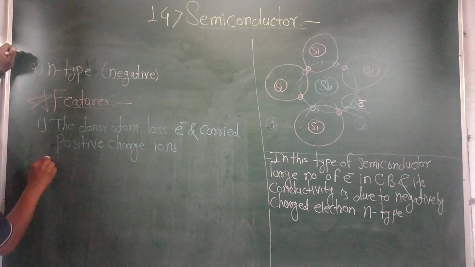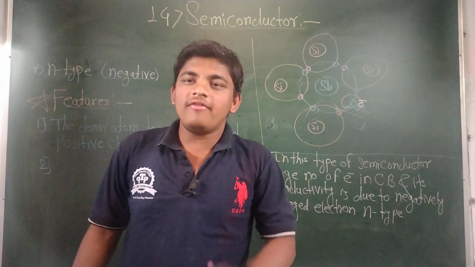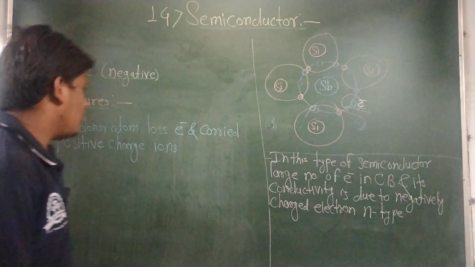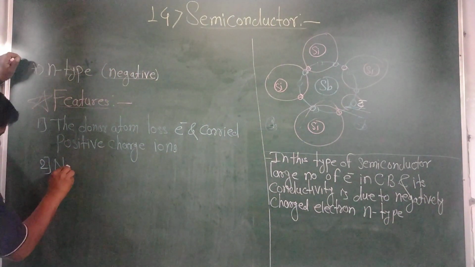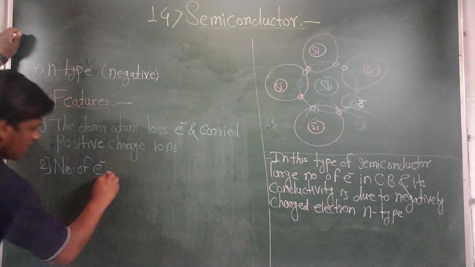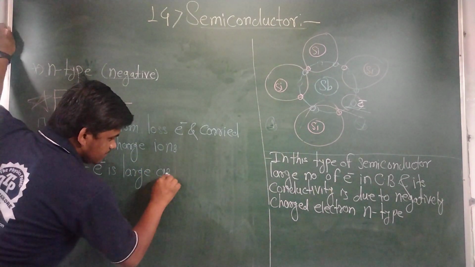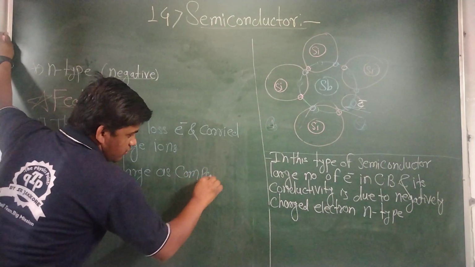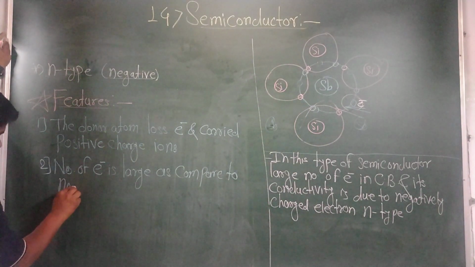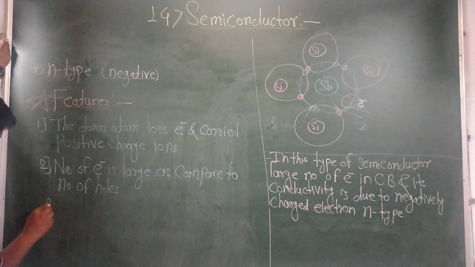Then the second feature of this n type of semiconductor is the number of electrons is large as compared to the number of holes. This is the second feature.